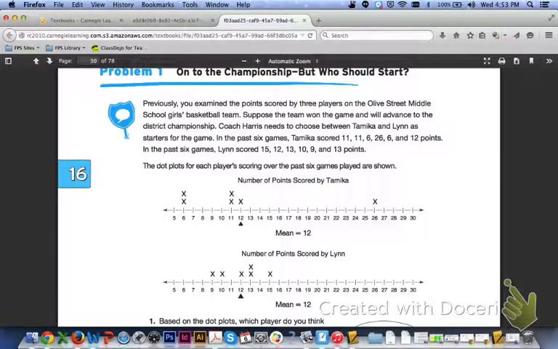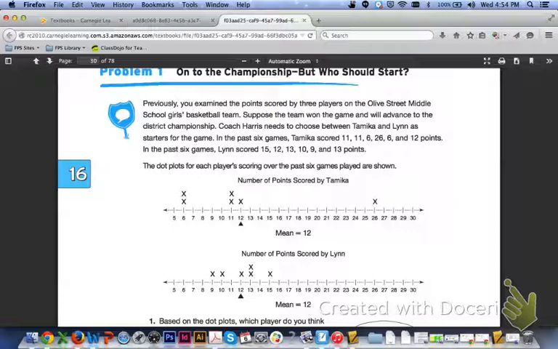Now, real-life coaches have the same type of decisions to make, and a lot of them base it off of statistics. We examined previously the points scored by 3 players on the Olive Street Middle School girls basketball team. It says, suppose the team won the game and will advance to the district championship. Coach Harris needs to decide whether Tamika and Lynn will be starters for the game. In the past 6 games, Tamika scored 11, 11, 6, 26, 6, and 12 points. The past 6 games, Lynn scored 15, 12, 13, 10, 9, and 13 points. It says the dot plots for each player's scoring over the past 6 games are shown.